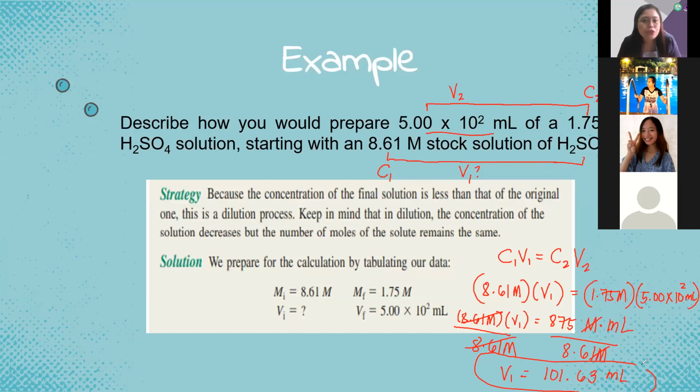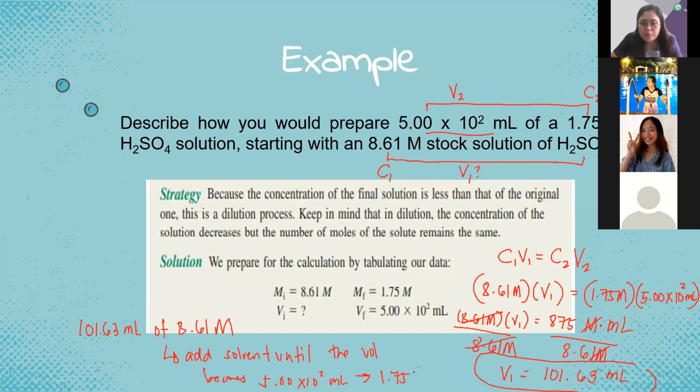Pero ang tanong niya kasi, how would you prepare? Meaning yan, kukuha ka class ng 101.63 ml of the original solution, which is 8.61 molar. Tapos dagdagan mo siya ng solvent until the volume becomes, ilan yun? 5.00 times 10 raised to the power of 2 ml. So kapag naging ganito na ang kanyang volume, automatic, ang kanyang molarity will become 1.75 molar. So that's how you will prepare the solution in the laboratory. Questions so far about dilution?